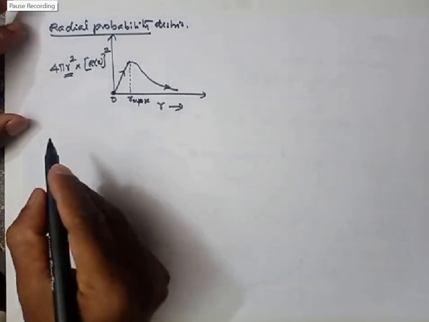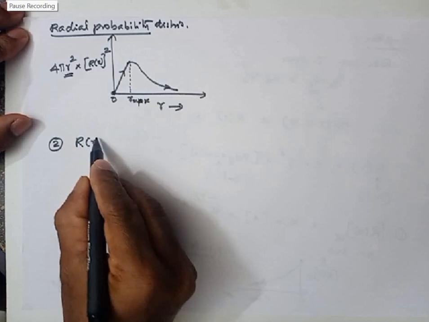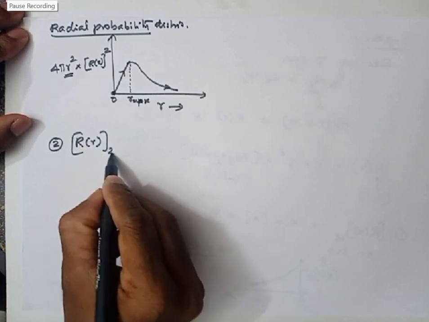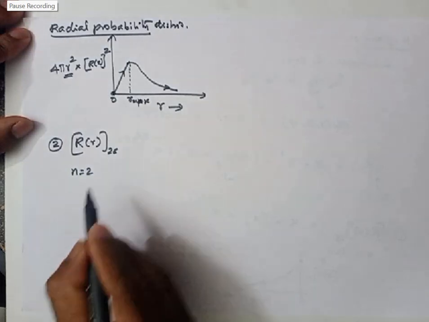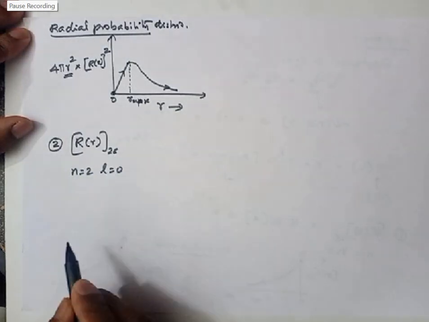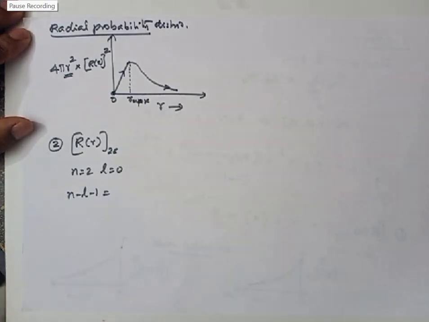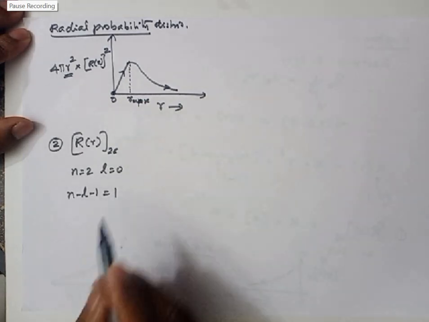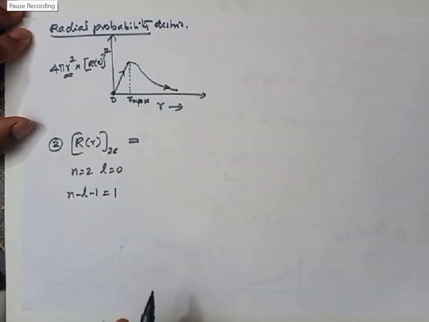Now, in a similar manner, let us take the 2s orbital. Radial wave function for 2s orbital, how does this look? 2s means n value is 2. For s orbital, l value is 0. So what's the value of n minus l minus 1? Anyone? n minus l minus 1? 1, sir. Equal to 1, right?